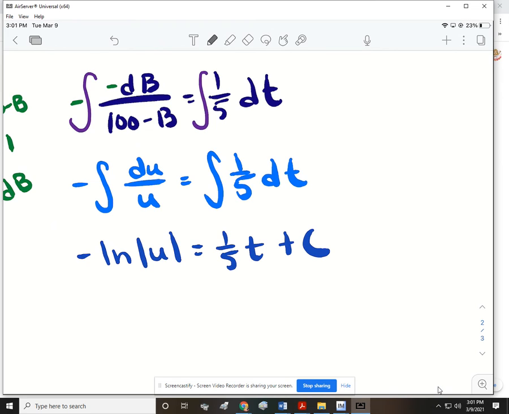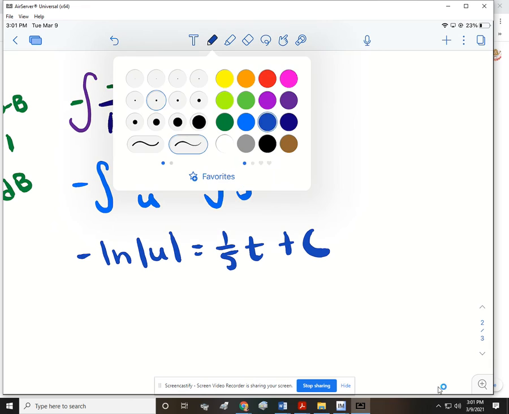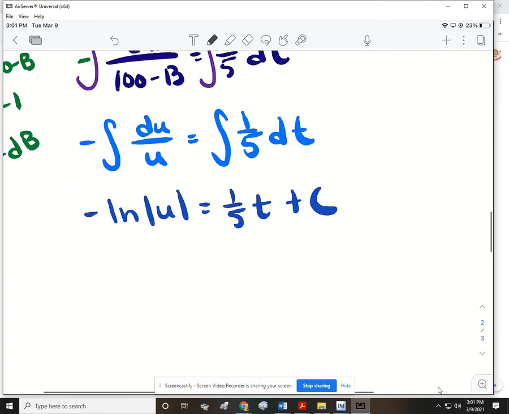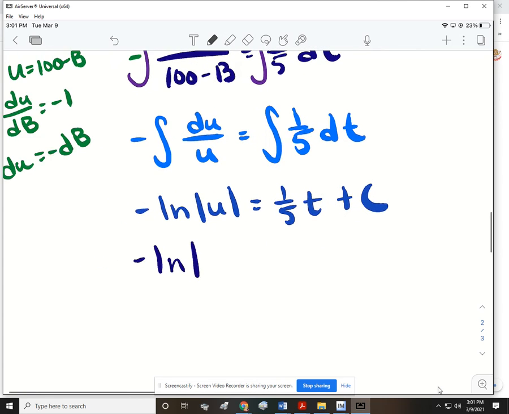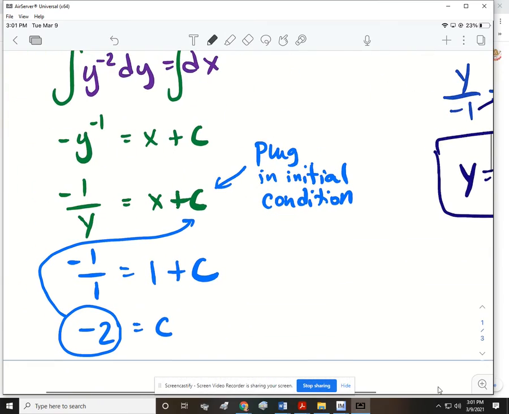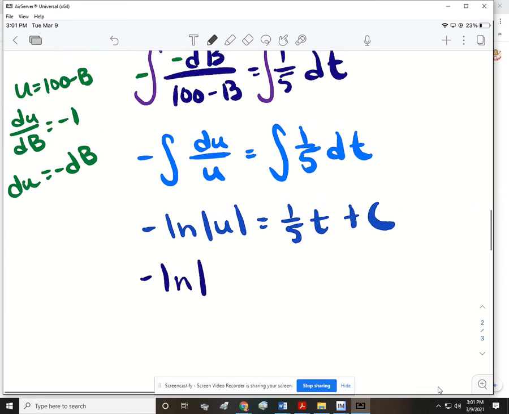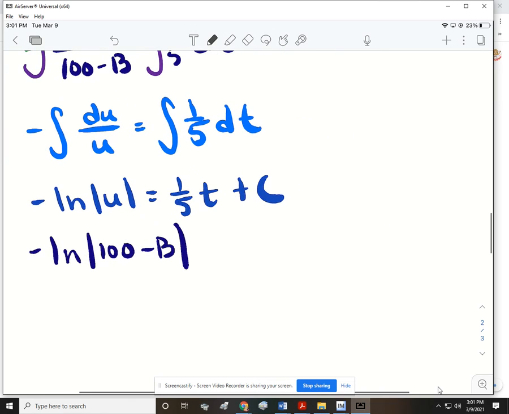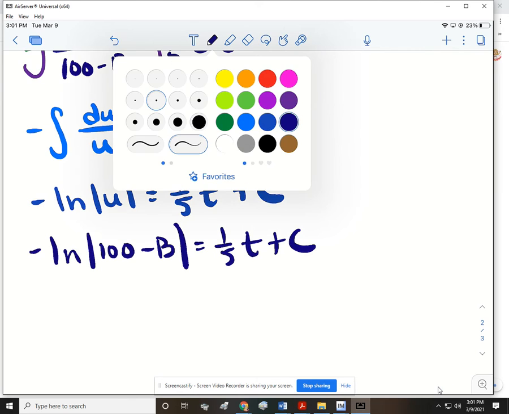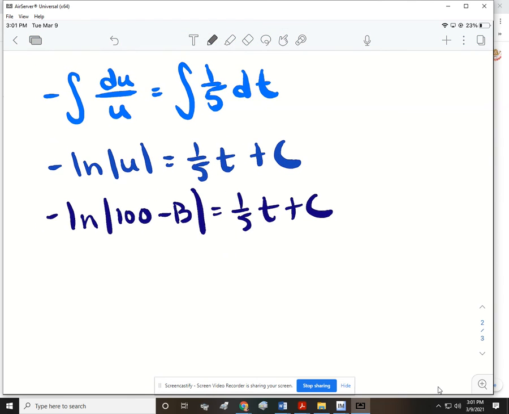Now on these, the ones that have the natural log, we're going to wait a while to plug in c. All the rest of them, we plug in c super early, almost as early as you have a c, you're basically putting in the initial condition and finding c. On these with the natural log, I think it works out easier if we just hold on a second. So we're going to keep that c for a while. So I went ahead and put u back in as 100 minus b. Okay, and then I don't want this negative, so I'm going to divide through by a negative.